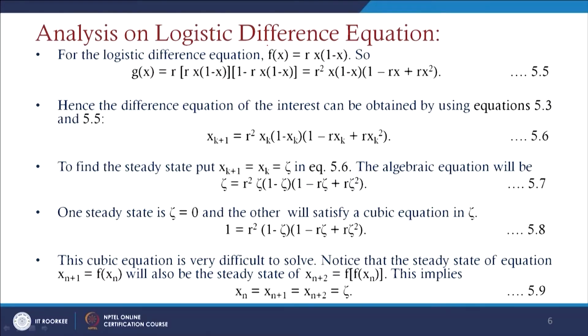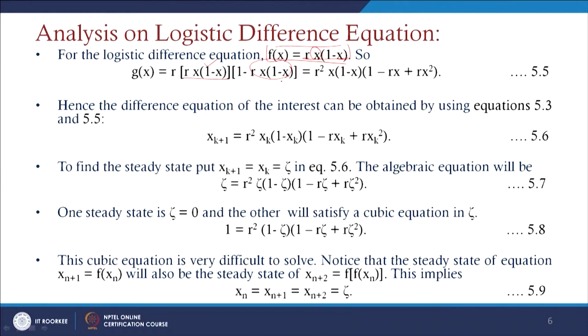Now let us go for further analysis of the logistic difference equation we discussed in the last lecture, where f of x is chosen as r x into 1 minus x. So, g of x, if we write it, is f of f of x. Replacing x by f of x, we write r x into 1 minus x in place of x, and then again 1 minus x, where x is replaced by f of x.